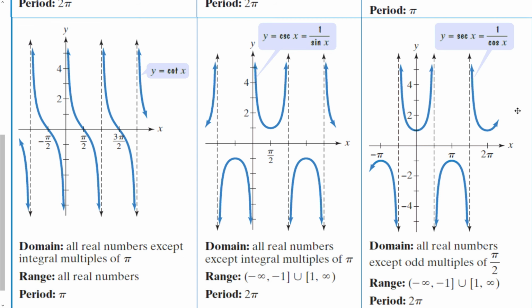Cosecant and secant come from the underlying function of sine and cosine that you can see right there. Okay, so period is still 2 pi. Domain is everything except for wherever we have the asymptotes. Here they're multiples of pi, here they're multiples of pi over 2. And the range is everywhere where the cosine and the sine are not. So from negative infinity to -1, union 1 to infinity for both of them.